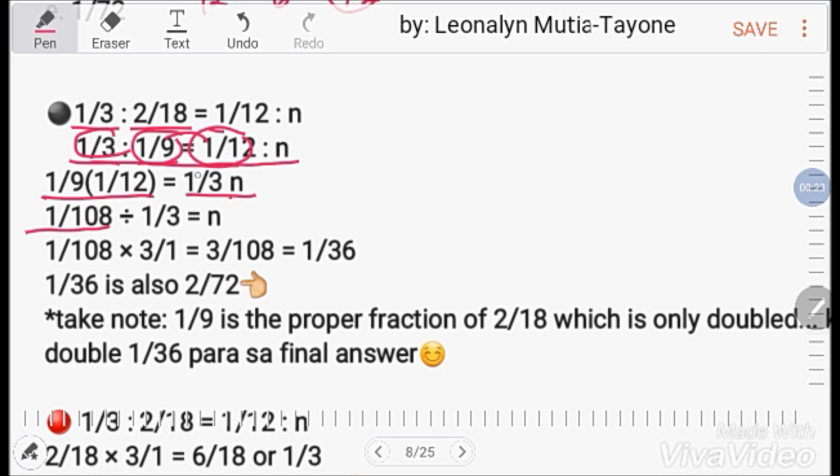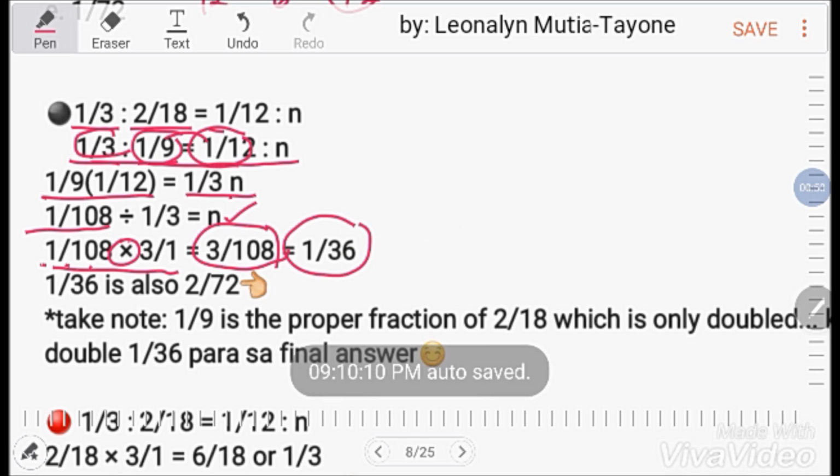Si 1/3 naman, para makancel diyan sa kabila at ma-isolate na itong ginawa nating letter N or letter X or anong gusto nyo, nandito na siya sa kabila. At pag mag-divide tayo ng mga fractions, ito na yung mangyayari, maging multiplication siya at ma-reciprocal ang 1/3. So, ganito na. Ang answer ngayon is 3 over 108. Ang equivalent nito is 1 over 36.